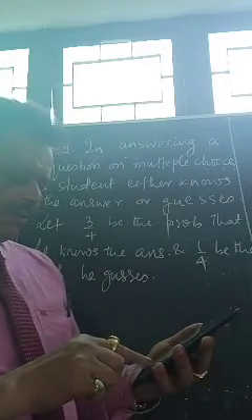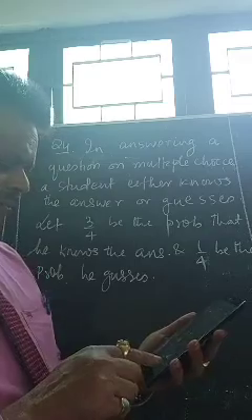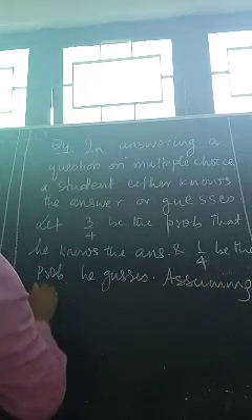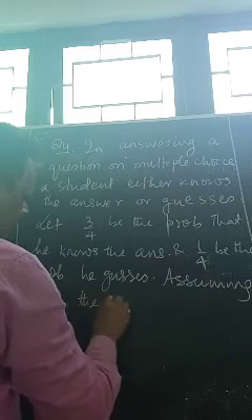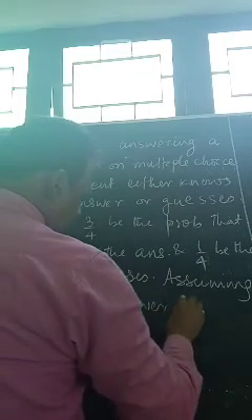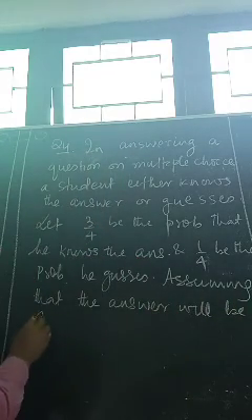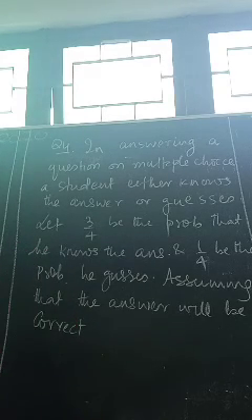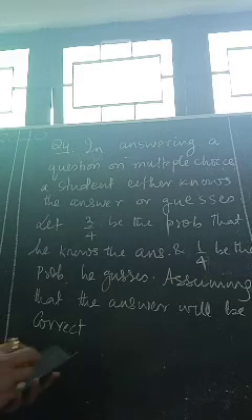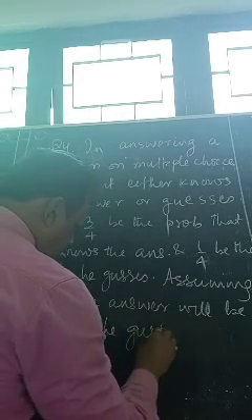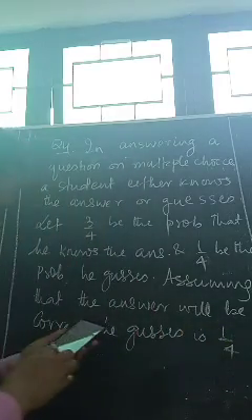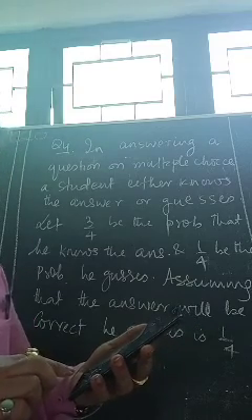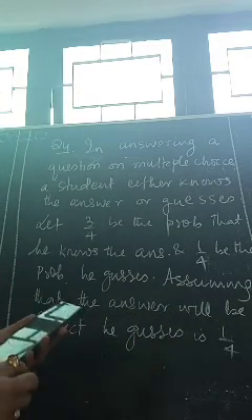Okay. Then, assuming that the student who guesses the answer will be correct, the answer will be correct, he guesses is 1 upon 4.